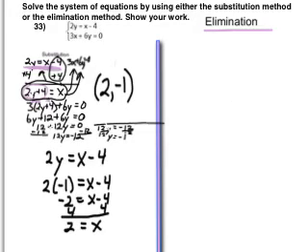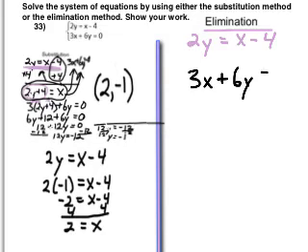Okay, we'll use the elimination method now. I think I'll write the two equations in different colors. So we'll do 2y equals x minus 4, and we have 3x plus 6y equals 0. Okay, so now to do the elimination method, we've got to line up the x terms and the y terms, and they aren't in this situation.